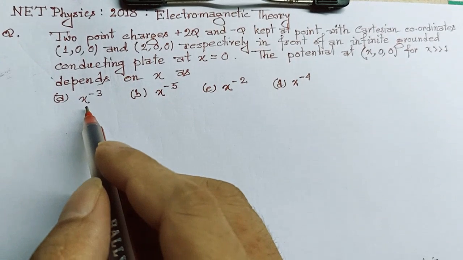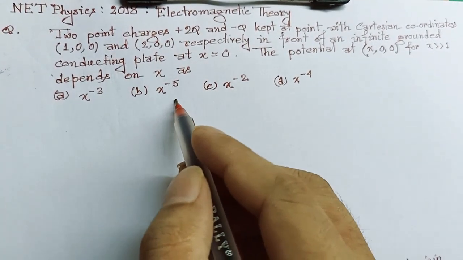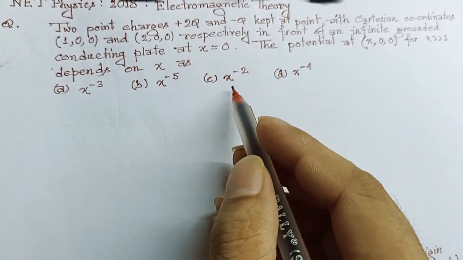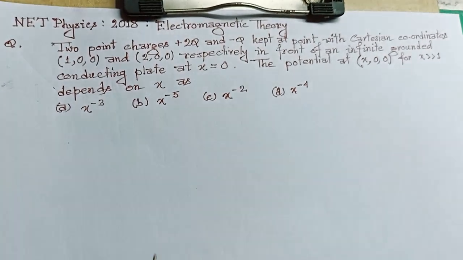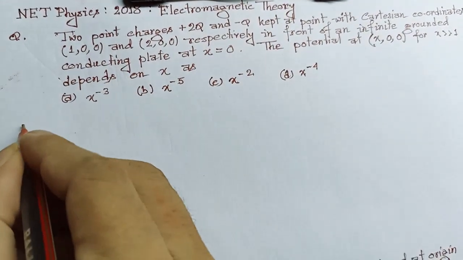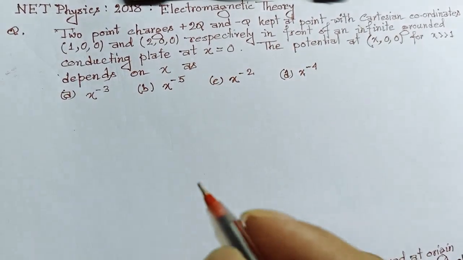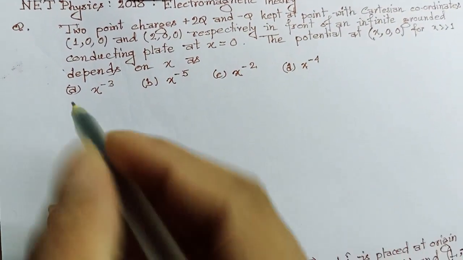x to the power minus 3, option B x to the power minus 5, option C x to the power minus 2 and option D x to the power minus 4. So let's solve this question. For solving this question, let us see the solution.